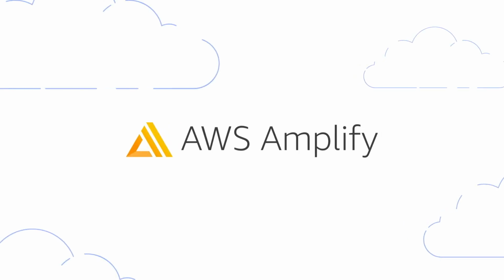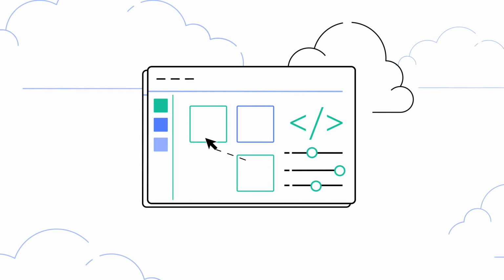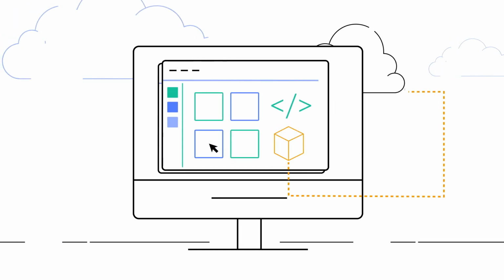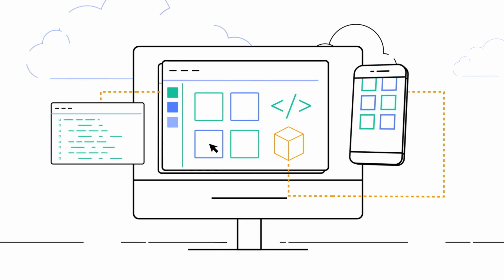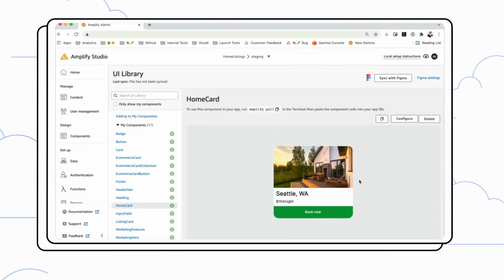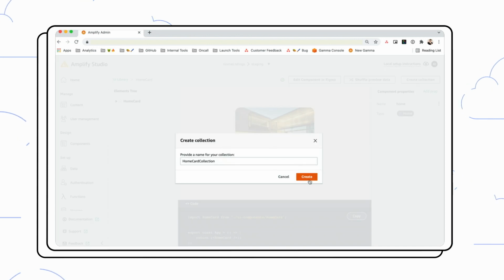Amplify Studio is a new visual development environment in AWS Amplify that makes creating a full-stack web or mobile app, both a front-end UI and back-end, fast and easy. Instead of writing front-end component code from scratch, you can quickly choose from dozens of UI components for popular features.